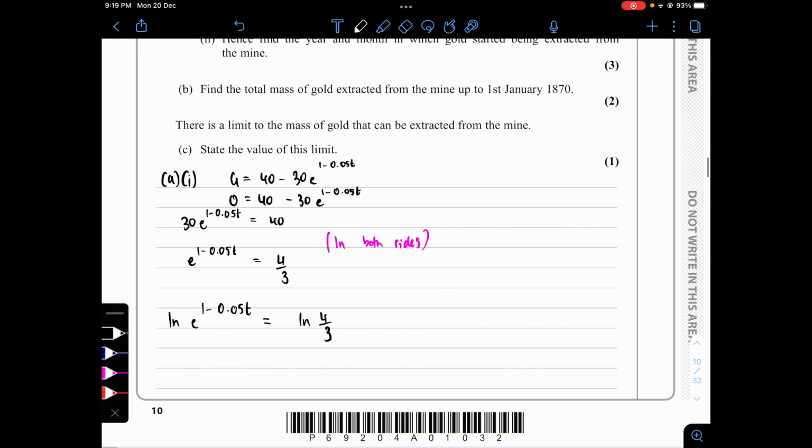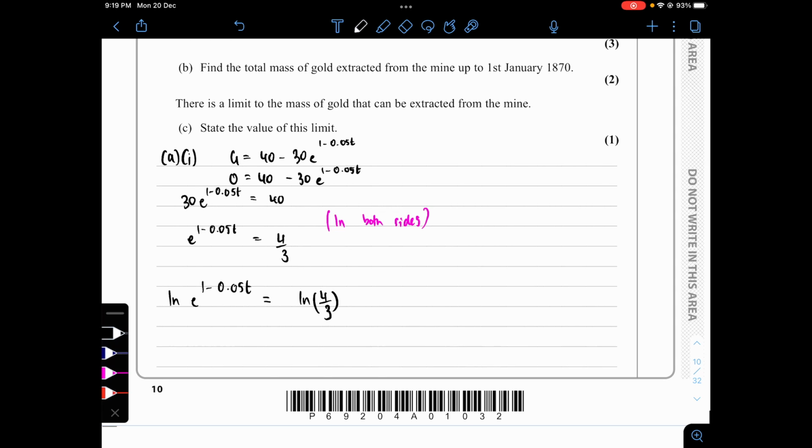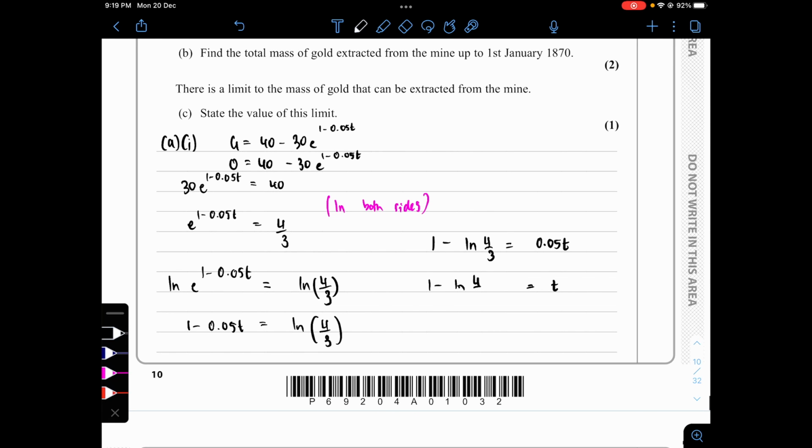Then it's pretty simple. The ln and e cancel out, so we're left with 1 minus 0.05t equals ln 4 over 3. Then we can simplify even further. We can move the t to this side and the ln to the other side. This becomes 1 minus ln 4 over 3 equals 0.05t. So t equals 1 minus ln 4 over 3, all over 0.05.